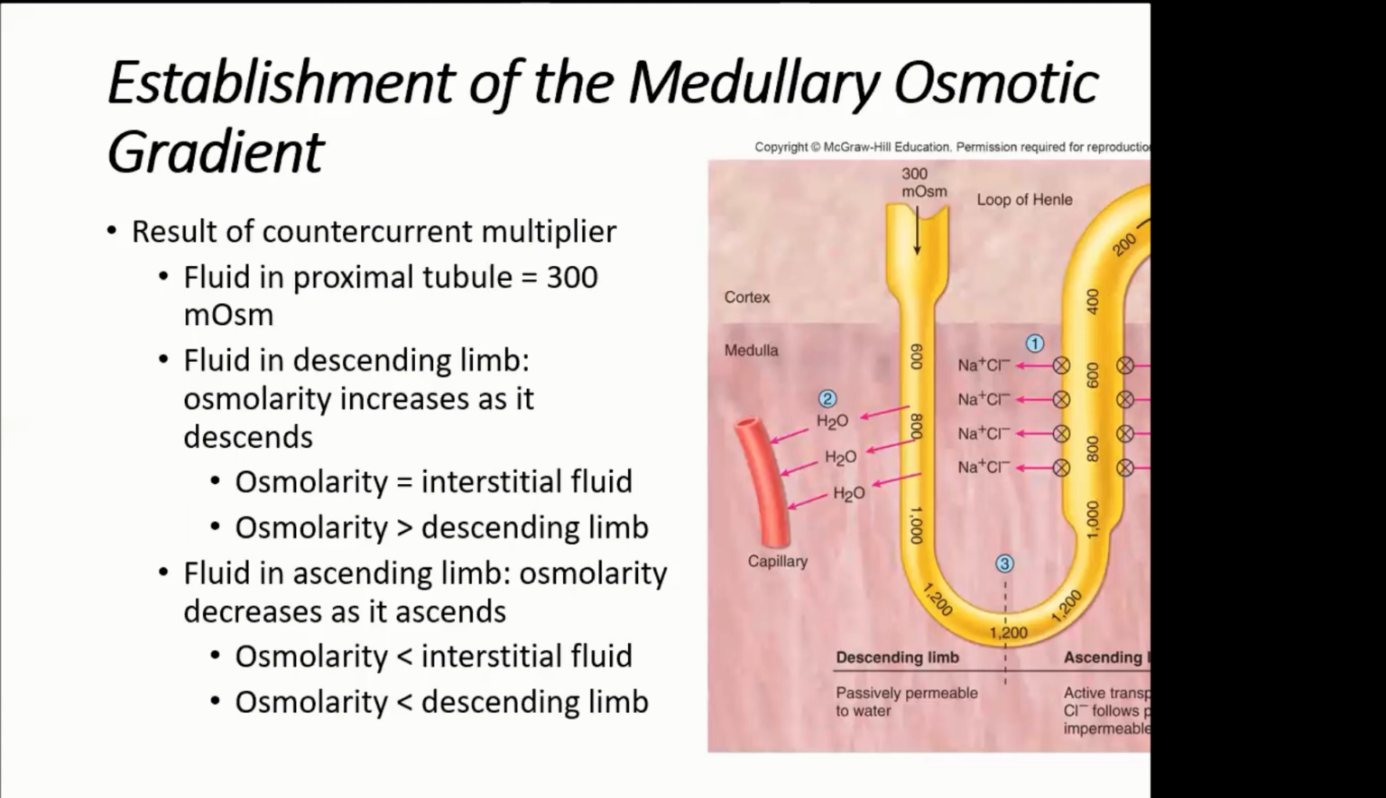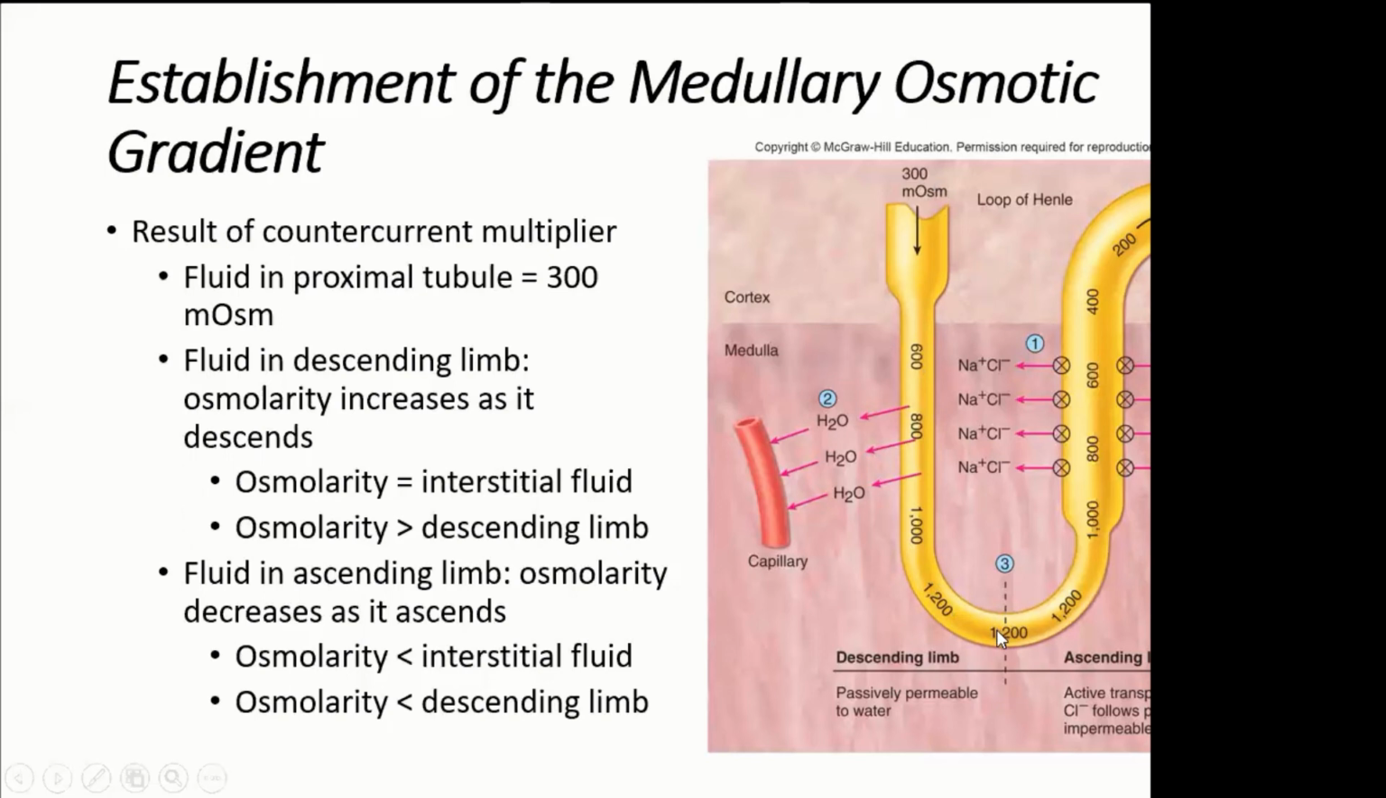So in the descending limb, the osmolarity is going to increase as we move down. The osmolarity of the tubular fluid is also increasing. As we remove water from this tubular fluid, the solutes left in the tubular fluid are more and more concentrated, which means we have greater and greater osmolarity as we go down here. So that's what's happening in the descending limb when we're focusing on the fluid.